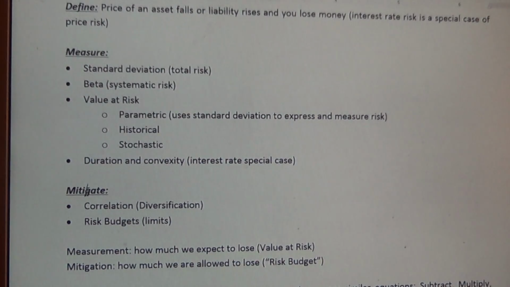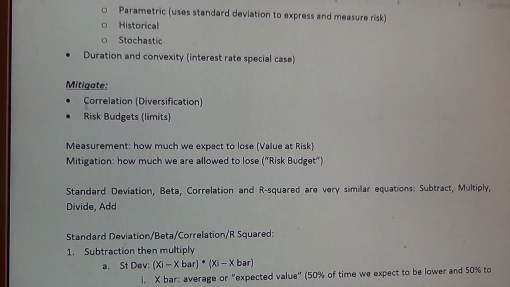The most common mitigation tool for price risk is correlation. That is diversification. We try to find things that are not perfectly correlated. And then risk budgets. We'll talk about risk budgets and risk limits. That says, okay, now that we've measured our risk, this is how much we're allowed to take. We'll be doing a lot with risk budgets in this class as well.